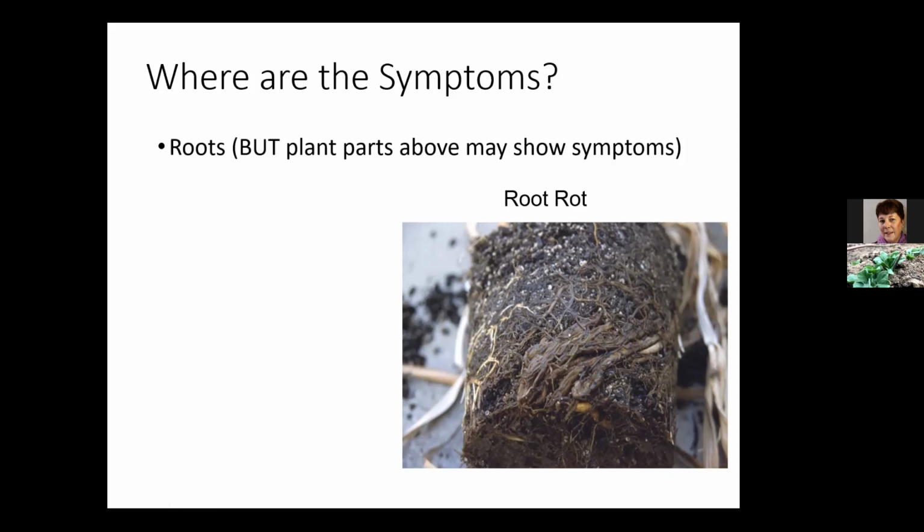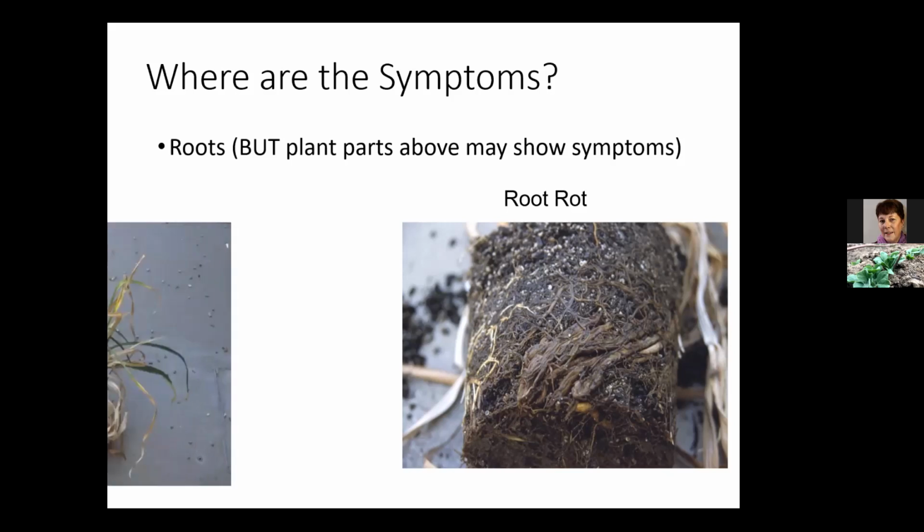And oftentimes with root rots, you won't see that until you start seeing the above ground symptoms of the wilting of the leaves or the yellowing of the leaves, just because there's no water or nutrients getting to the top part of the plant because the roots are rotted and they're not able to take up any water or nutrients. And so consequently, all we see are the upper symptoms, but we're not seeing the root rot yet.